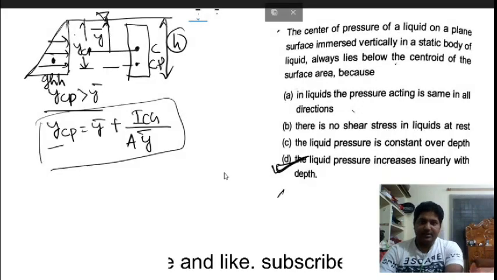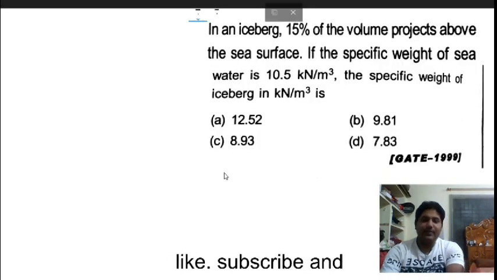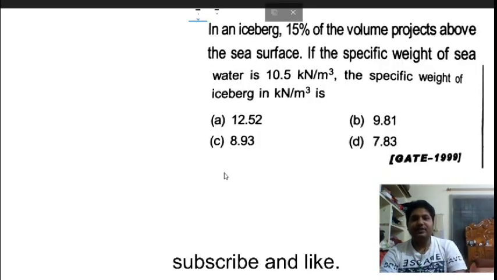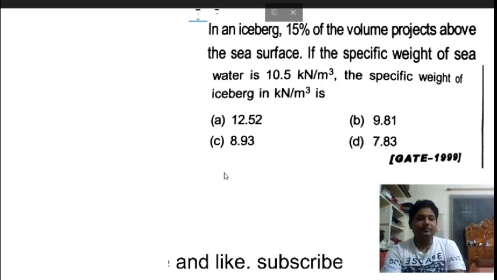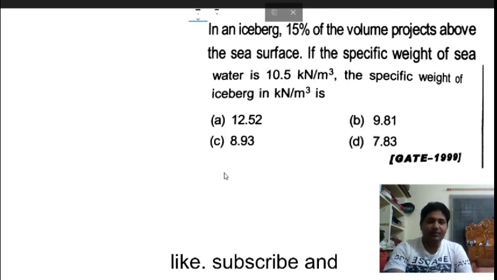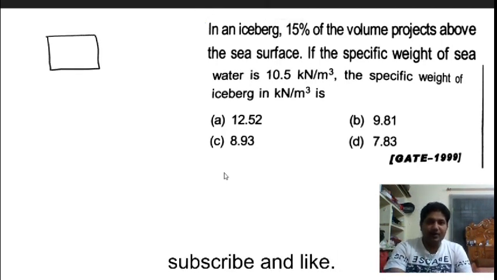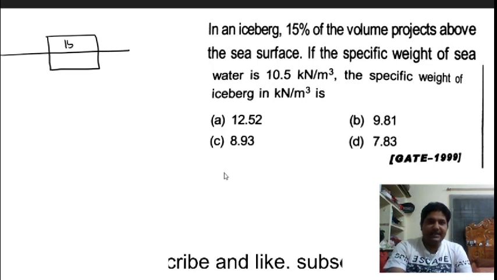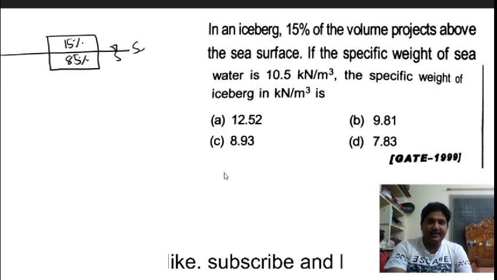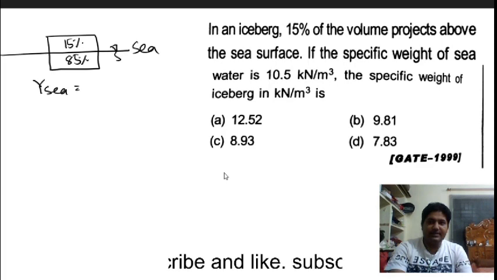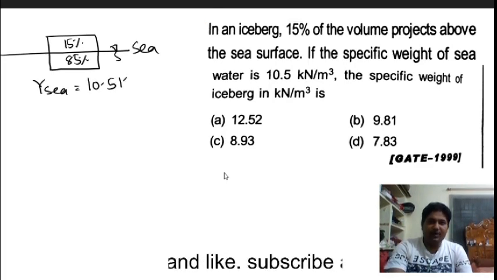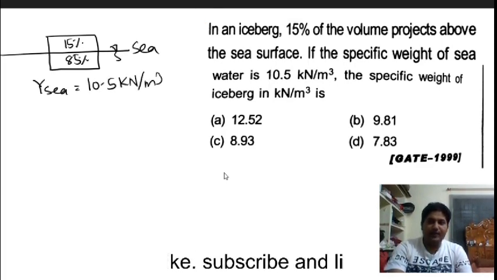So the next question I am talking about: in an ice core, 15% of the volume projects above the sea. Suppose this is the ice core. In this ice core, 15% is above the sea, so how much is submerged? 85%. This is the sea interface, and the specific weight of the sea water is given to you as 10.5 kilonewton per meter cube. And it is asking for the specific weight of this ice core.